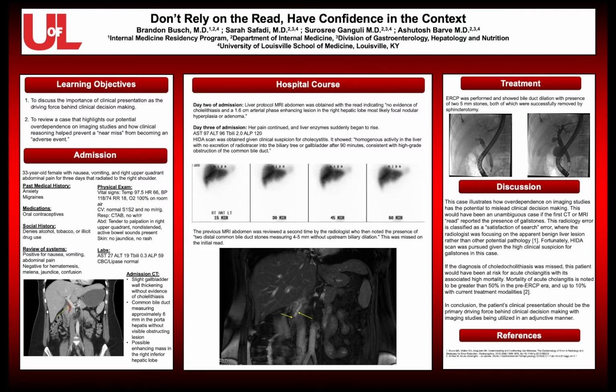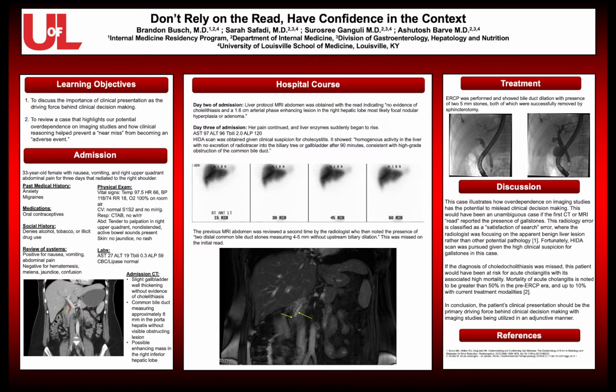Starting with the admission of this patient, is a 33-year-old female who presented with nausea, vomiting, right upper quadrant abdominal pain for 3 days and radiating to her right shoulder. She was afebrile with her vitals within normal limits. She had normal CBC, lipase, as well as liver enzymes.